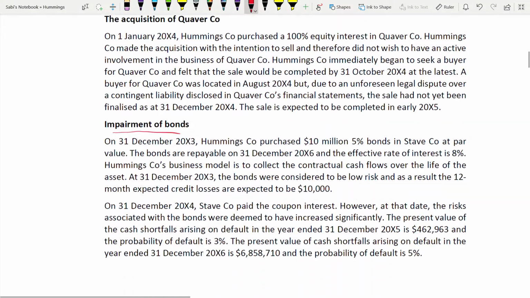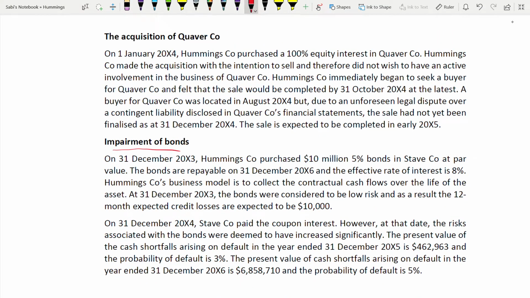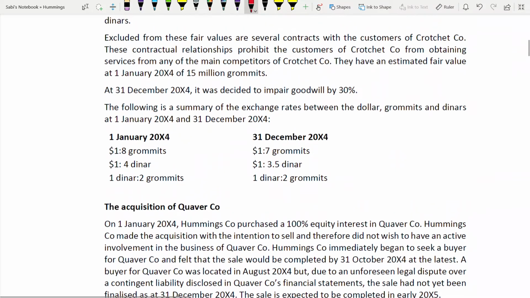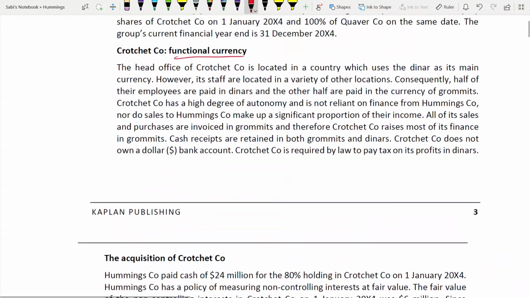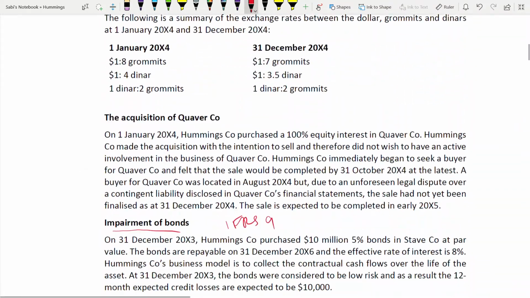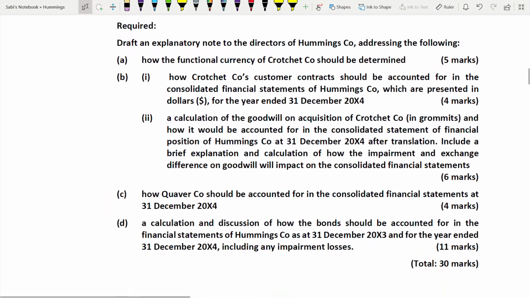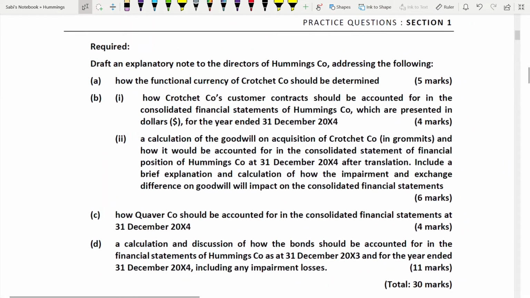So impairment of bond is dealt under which standard? IFRS 9. You can just annotate while going through. The best way to do questions in SBR, any question, is to skim through the subheadings without reading, first start with reading the requirements, and then go back to the case study and start reading it. As you can see, it's for 30 marks.